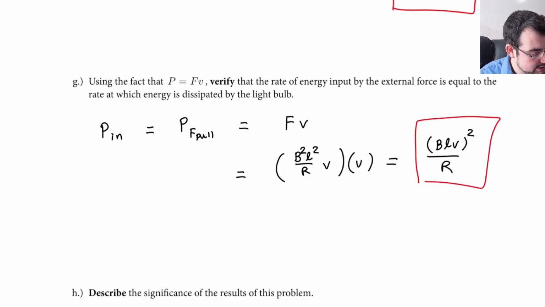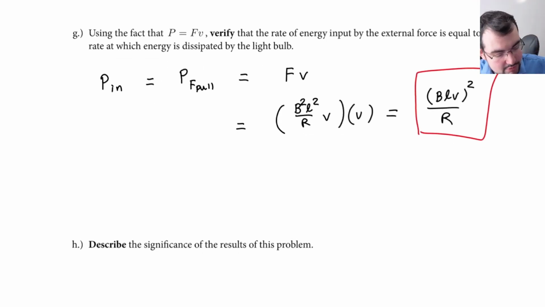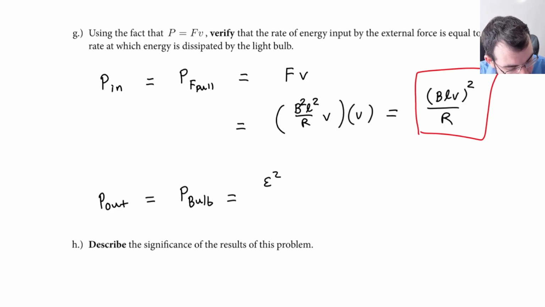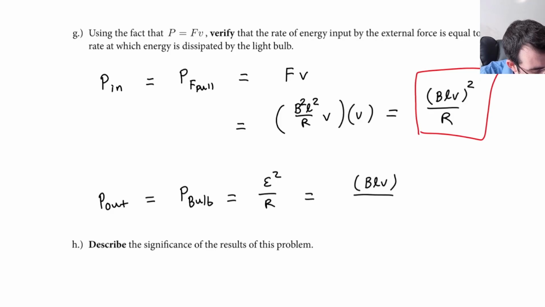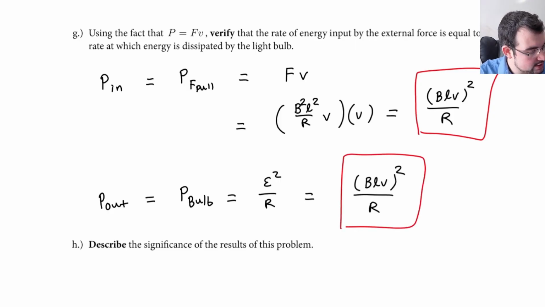And that is actually the same thing we got, because if we scroll back, our power out, our rate of energy out of the circuit, is the power dissipated by the bulb, which was equal to EMF squared over R. And we said the Hall effect voltage is the EMF, VBL, which we could also write as BLV. So, very cool. Energy is conserved. The energy that goes in from the force is converted into heat and light from the bulb. Very nice.